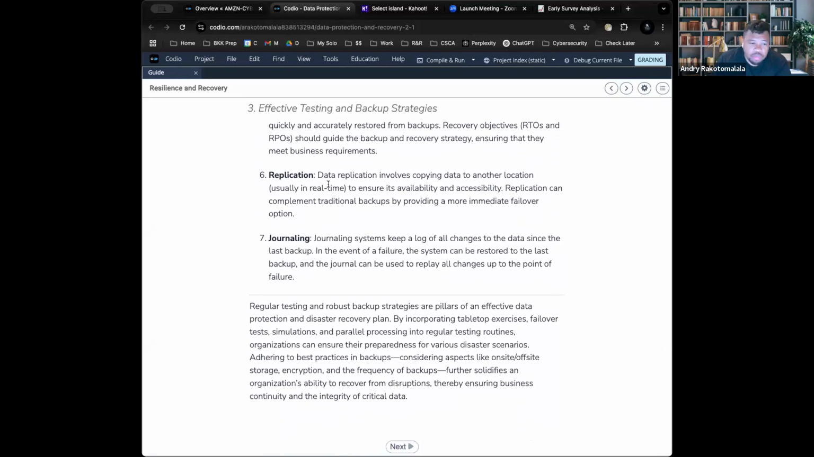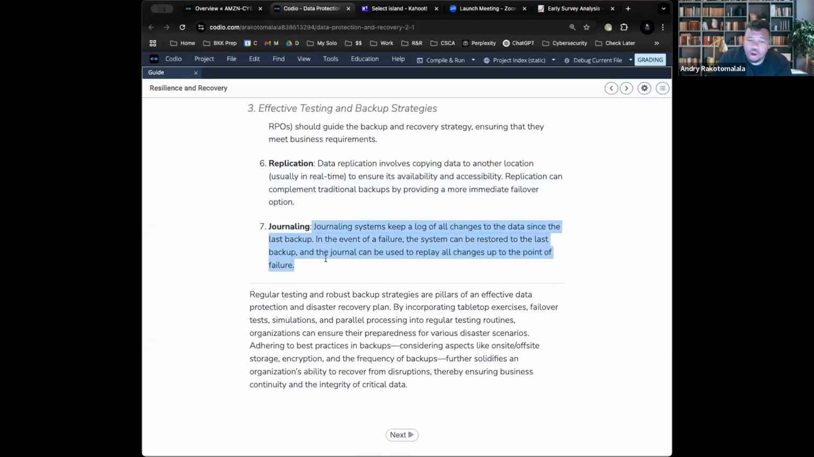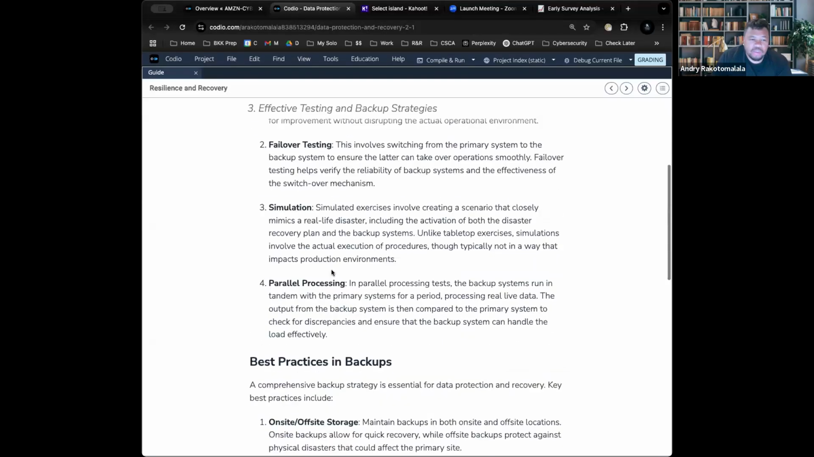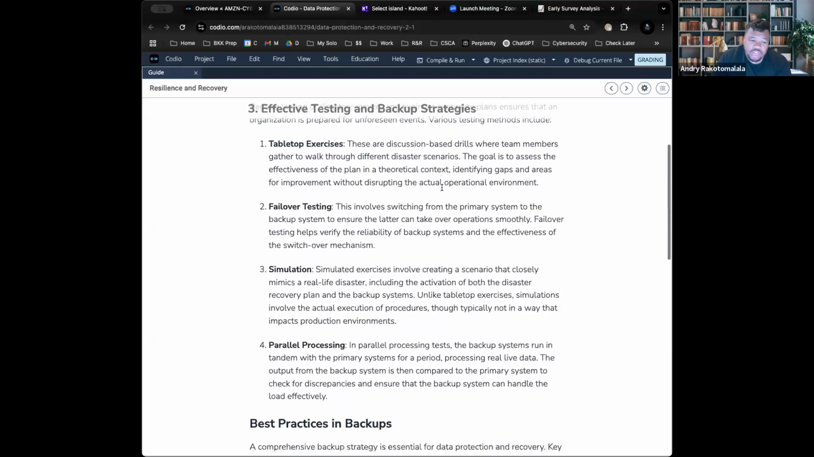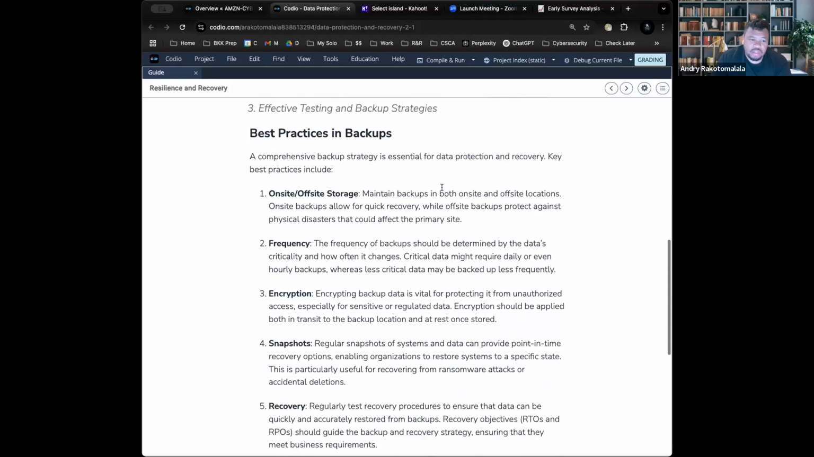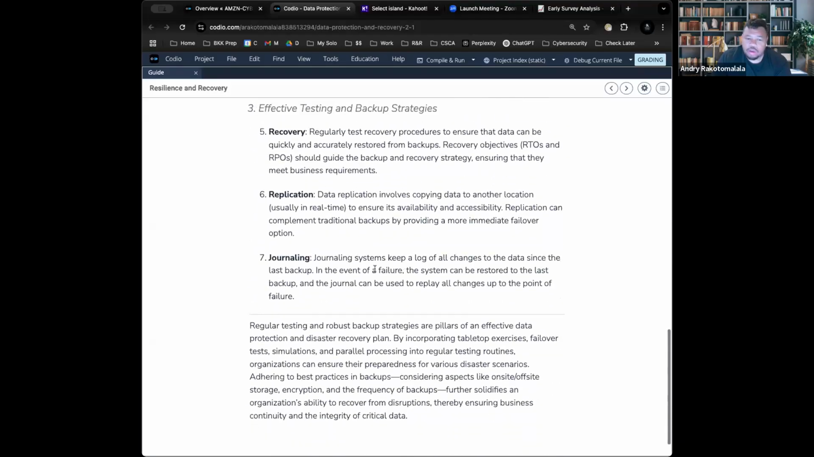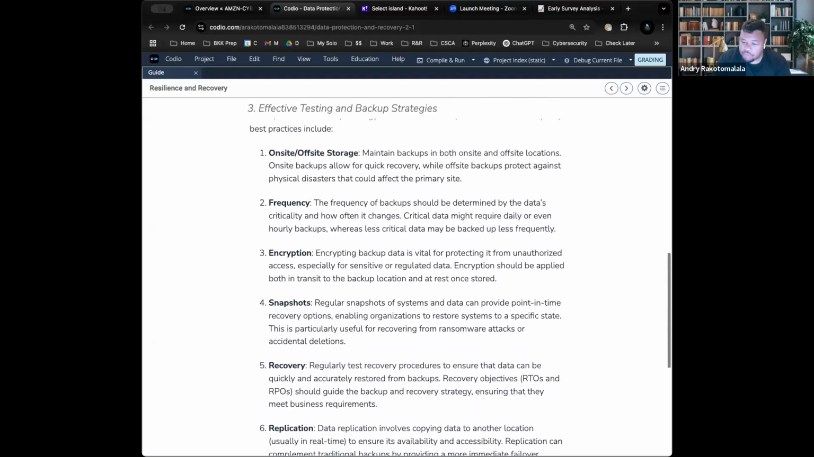Replication is just having copies of a certain amount of data, with those copies made in real time. This is a redundancy step. And then journaling is just keeping a log of all of the changes since the last backups, and if there are any failures, it's a way to monitor that. So if we're talking about effective testing and backup strategies, these are all ways you can test and all the ways that you can back it up. We will talk a bit more about offsite backups in a bit.